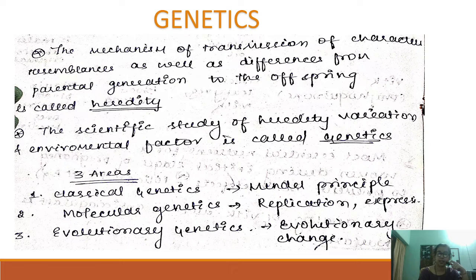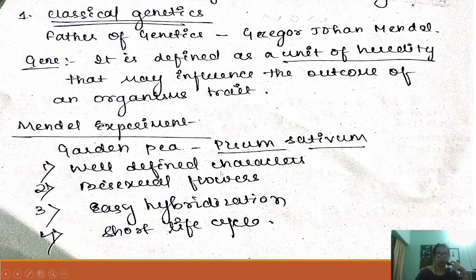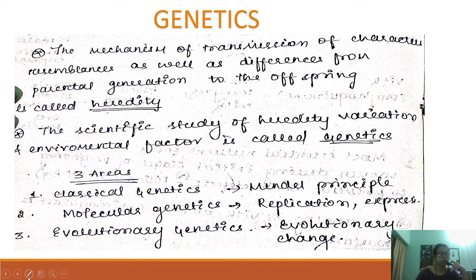And the scientific study of this hereditary variation, and the environmental factors which influence this variation, is known as genetics. So simply we can say genetics is the study of hereditary variation and the factors, like environmental factors such as temperature, which affect it. So you are now clear with this. This is the definition of genetics.